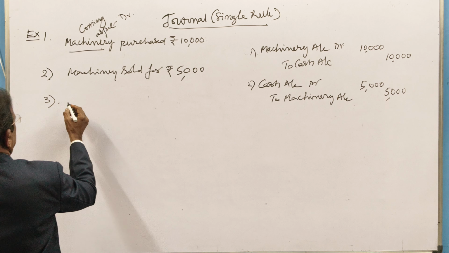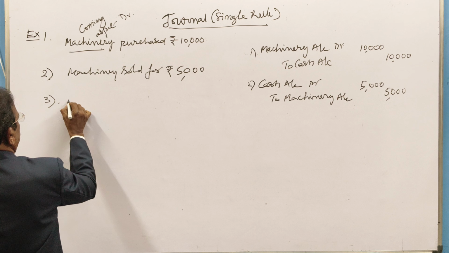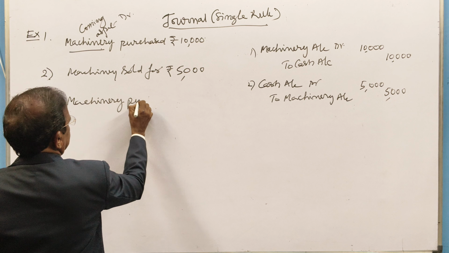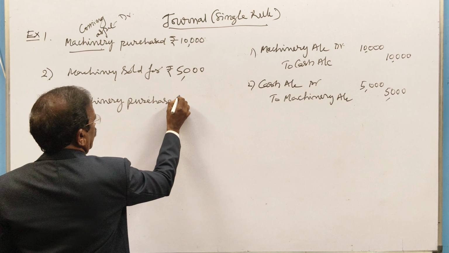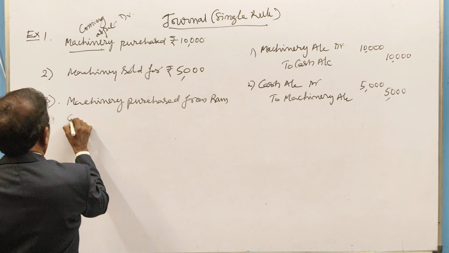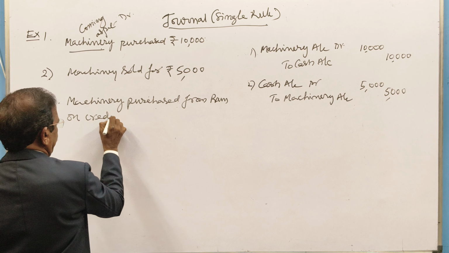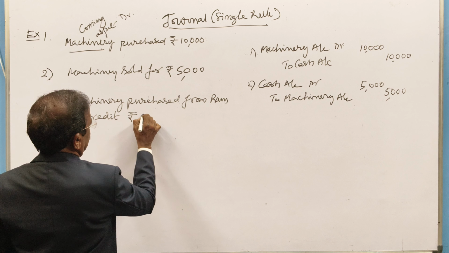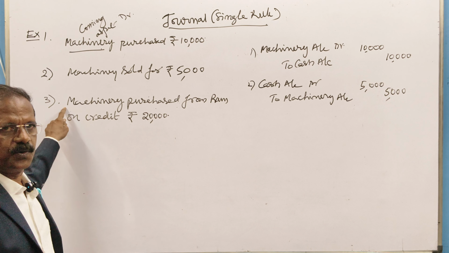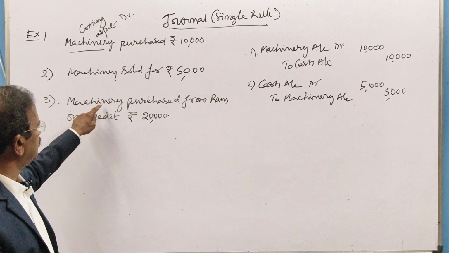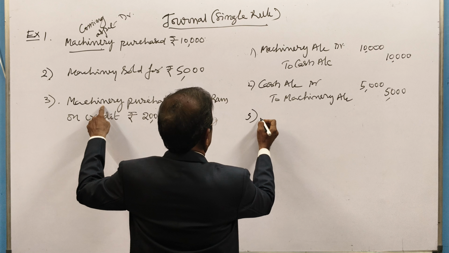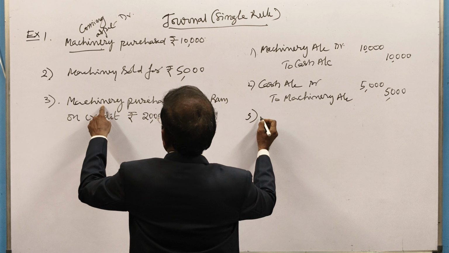Third, machinery purchased from Ram on credit rupees 20,000. In this transaction also we are receiving machinery, that is coming aspect. So immediately we should write that coming aspect as the debit aspect.